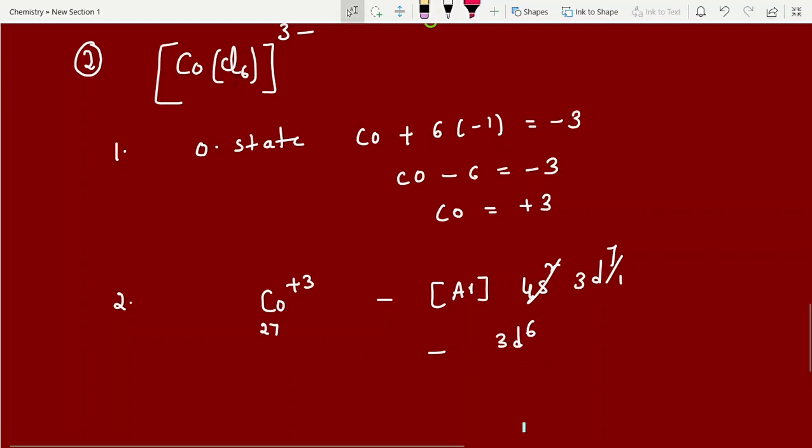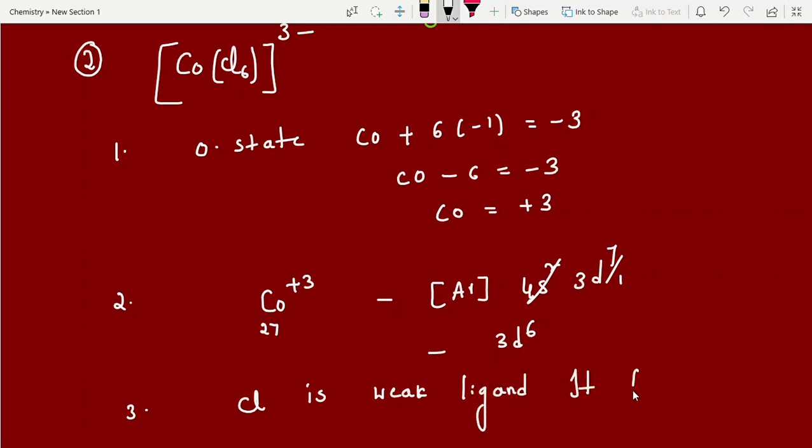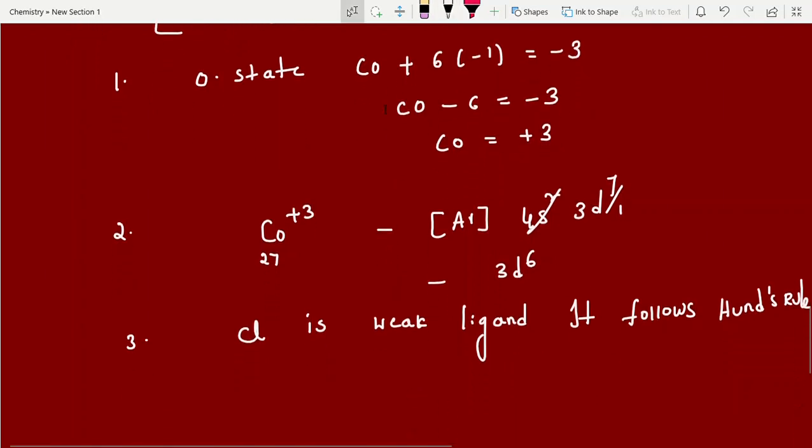Next important point is weak ligand or strong ligand. This is a weak ligand. Cl is a weak ligand. Weak ligand means it follows Hund's rule. That is the difference. So Cl is a weak ligand. It follows Hund's rule.